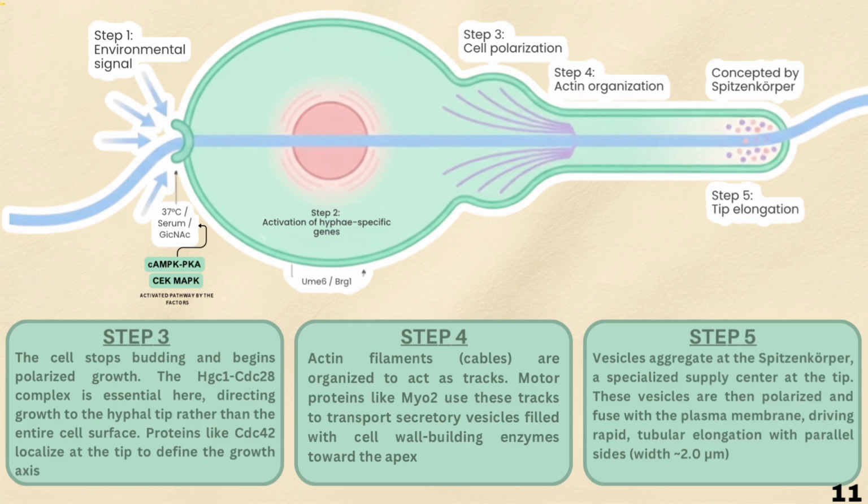So imagine motor proteins like MYO2 carrying cargo, basically a secretory vesicle filled with cell wall building enzymes, along the track to supply the center at the tip, called the Spitzenkörper. This focused delivery leads to tip elongation, where these vesicles are then polarized and fused with the plasma membrane. So it grows into a long, straight tube with parallel sides.